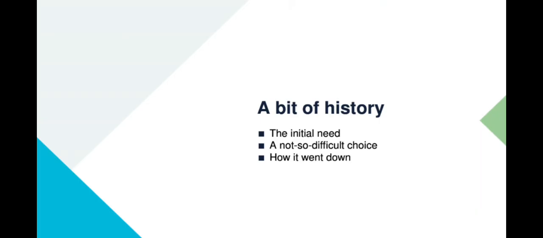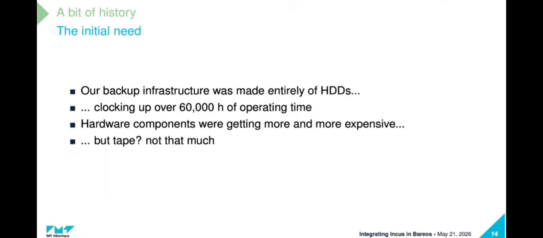Now I'll talk to you about how we came to this. Initially, our infrastructure is backed up, obviously. The problem is that our backup infrastructure was made entirely of hard drive disks. And hard drive disks have this tendency to fail after a few dozen thousand hours. And as you can see in this slide, some of our disks had more than 60,000 hours of operating time. So we thought about replacing them.